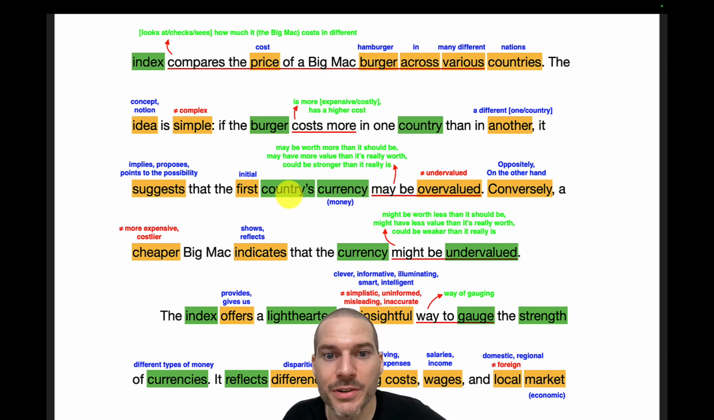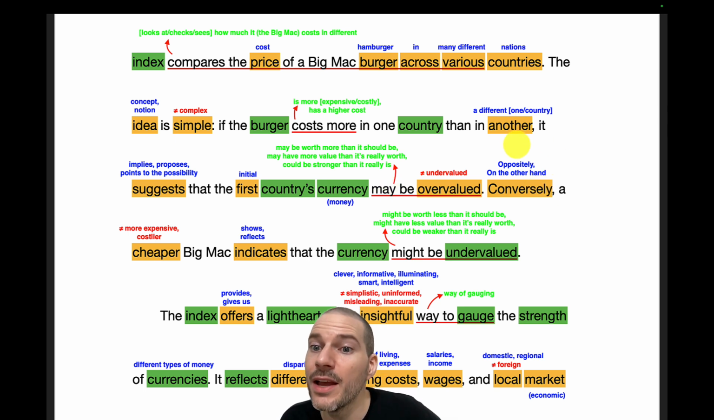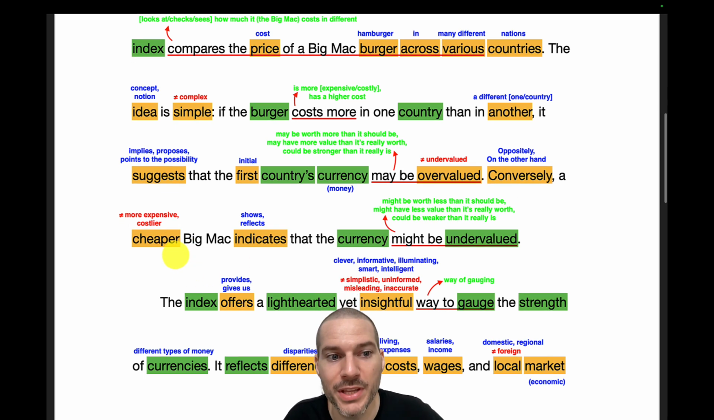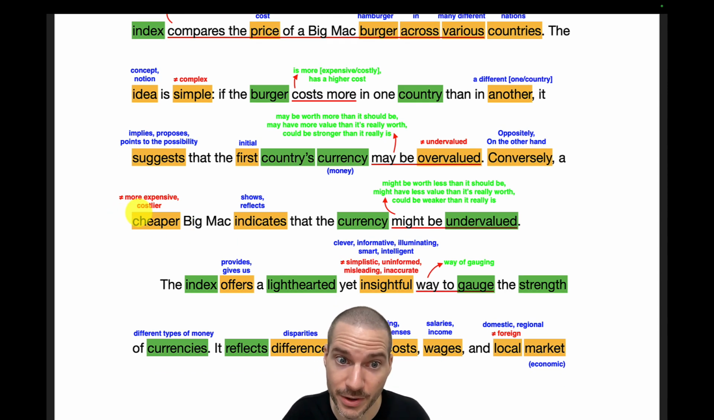It suggests that the first country's currency may be worth more than it should be, or the first country's currency may have more value than it's really worth. Last one. The first country's currency could be stronger than it really is. So I'm trying to reword this and show you many ways to write the same sentence. Conversely, oppositely, or on the other hand, so they're going to give another point now. On the other hand, a cheaper. So cheaper, the antonyms are more expensive, or we can say the antonym is costlier.